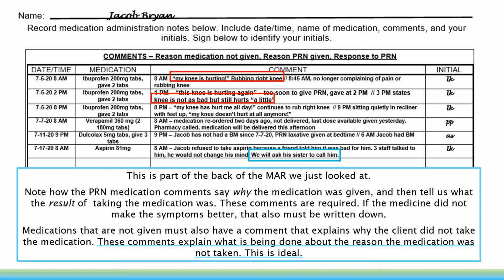This is the back of the MAR we just looked at. Note how the PRN medication comments say why the medication was given and tell us what the result of taking the medication was. These comments are required. If the medicine did not make the symptoms better, it must also be written down as such. Medications that are not given must also have a comment that explains why the client did not take the medication. These comments explain what is being done about the reason the medicine was not taken. This is the ideal.